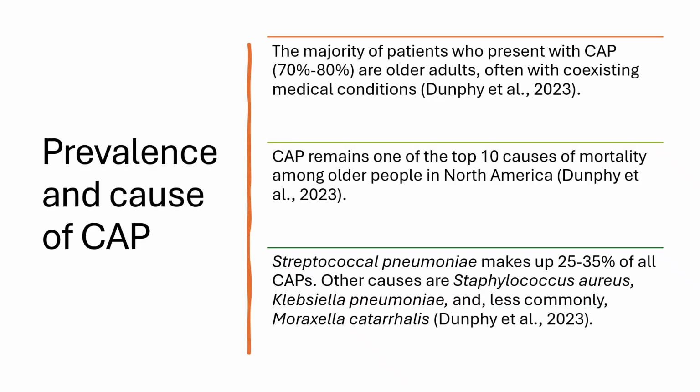A majority of prevalence occurs in the older adult population. It's seen primarily in the adult population. It's often associated with patients who have other comorbidities, and it is among the top 10 diseases that cause mortality in the aged populations in the United States. Many organisms can cause pneumonia, but Staphylococcus aureus is the most common, followed by Klebsiella, Haemophilus, and Moraxella.